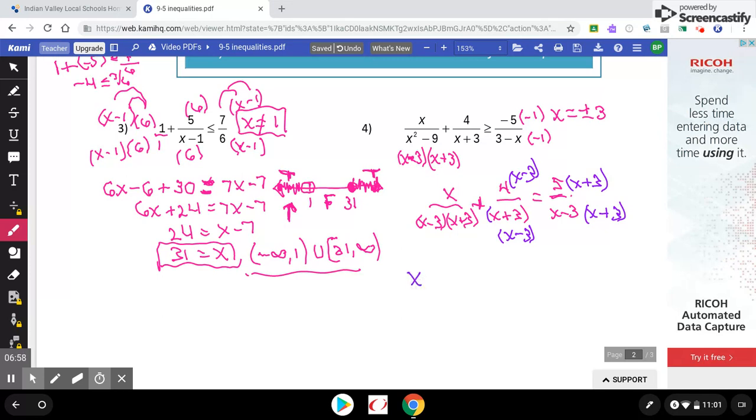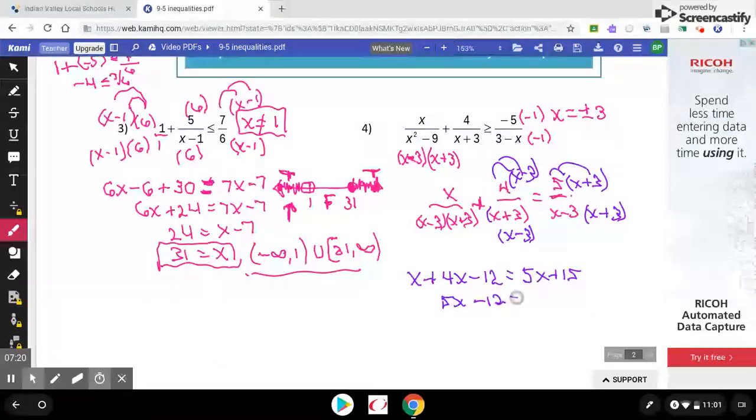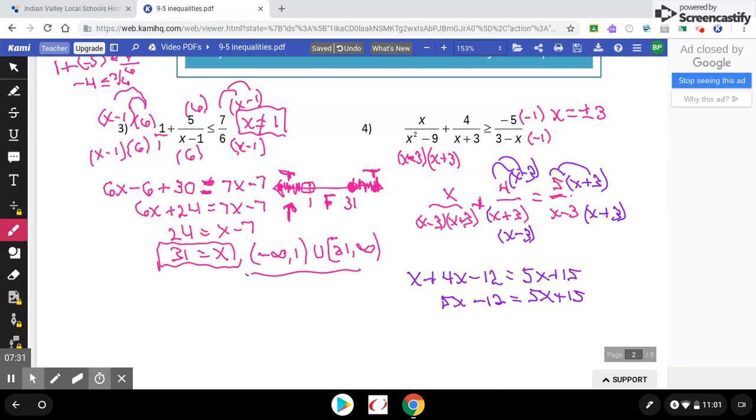First fraction had an x. The second one, I'm going to distribute. I got 4x minus 12. The third one, I'm going to distribute. I got 5x plus 15. Clean it up. This side, I got 5x minus 12. This side, I got 5x plus 15. Guess what happens to the 5x's if I subtract them from both sides? That's right, they cancel. So this is a crazy one. What's left? It's important. I got a negative 12, and I got a positive 15.